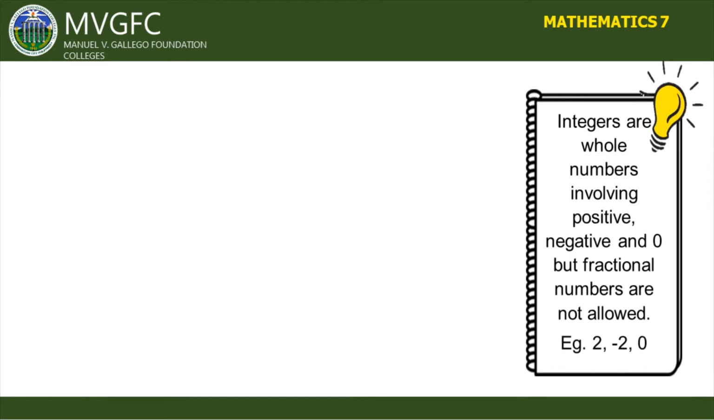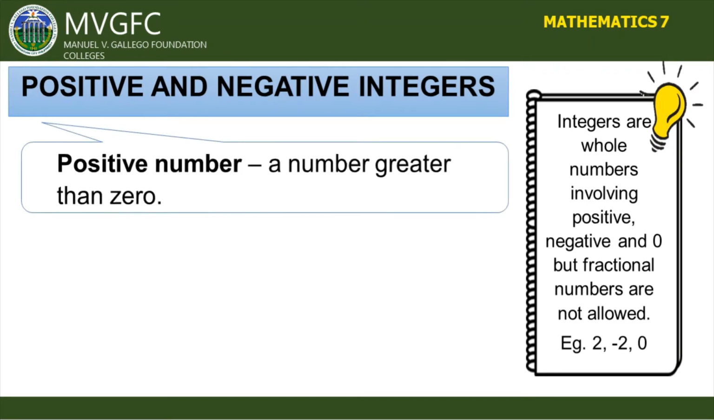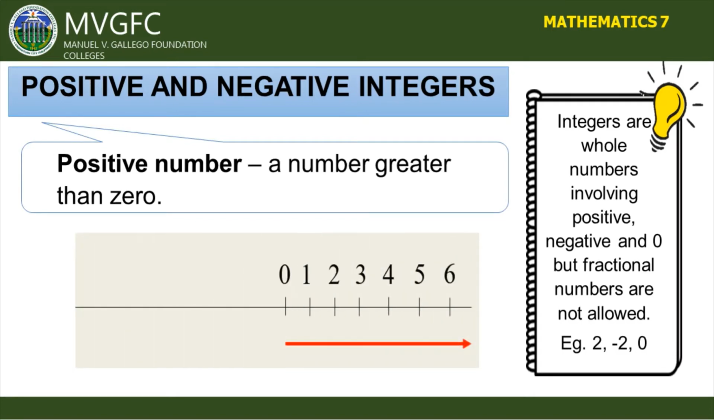As a review, integers are whole numbers involving positive, negative, and 0, but fractional numbers are not allowed. For example, we have 2, -2, and 0. So let us now proceed with the positive and negative integers. First is positive numbers. Positive numbers are numbers greater than 0, and it is located at the right side of a number line.